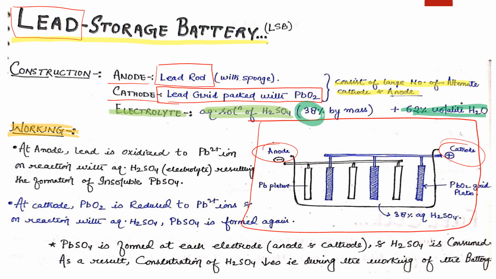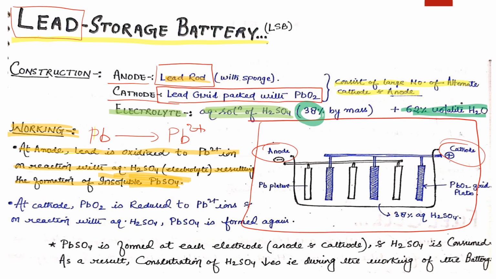The anode is made up of lead rod, which undergoes oxidation, because it is obvious that oxidation occurs at the anode. Lead is made up of Pb. It will undergo oxidation to form Pb2+ ion, that is, lead is oxidized. As it is written on the screen, at the anode lead is oxidized to Pb2+ ion on reaction with the H2SO4 electrolyte, resulting in the formation of insoluble PbSO4. It means the final product at the anode is lead sulfate.